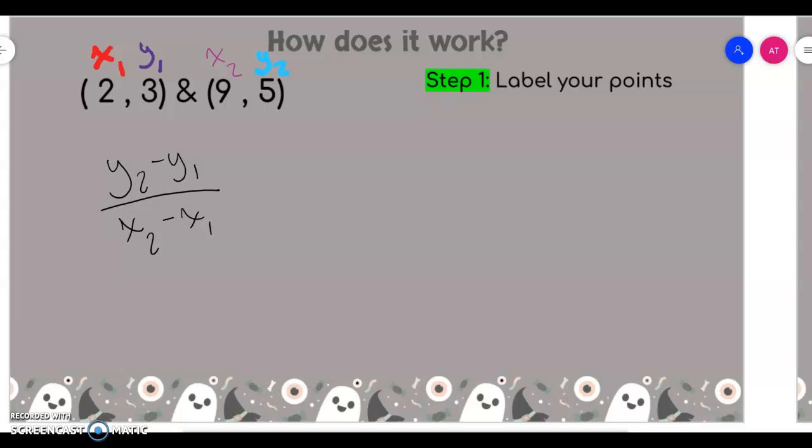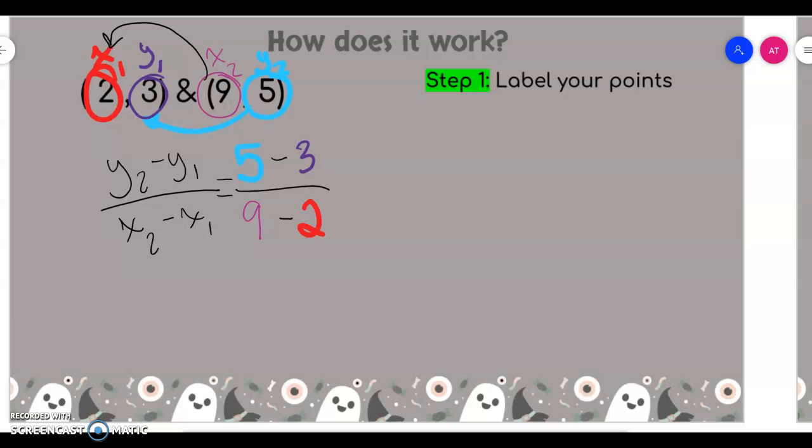So we're going to take this 5 and subtract from it this 3. Then underneath it, we're going to have our x2, which is 9, minus our x1. So now we've labeled our points.